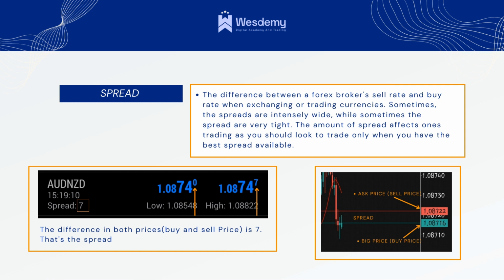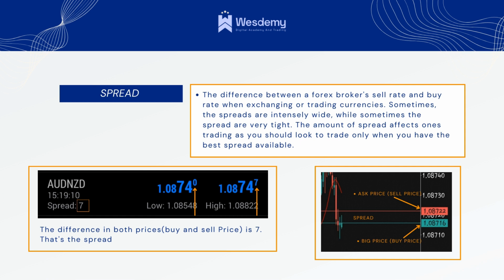So you want to trade when you have a tight spread. Later on, when you get to practice and get more practical, you will understand the effects of spread on your trading. So just have it at the back of your mind that you should be trading when you have a very tight spread.